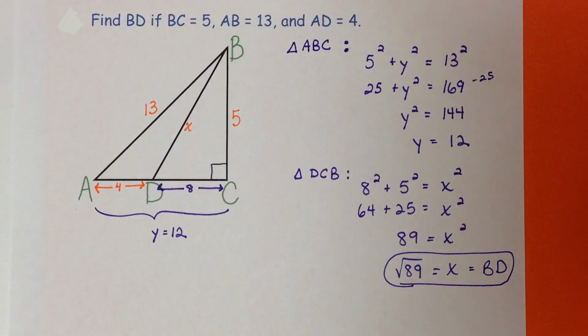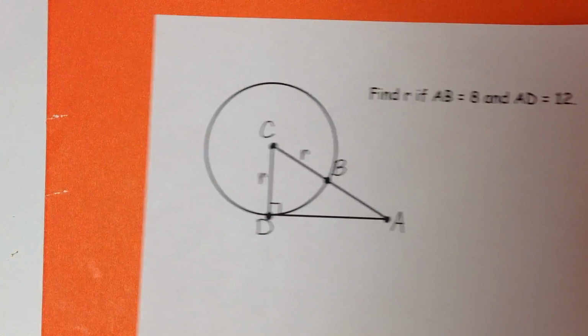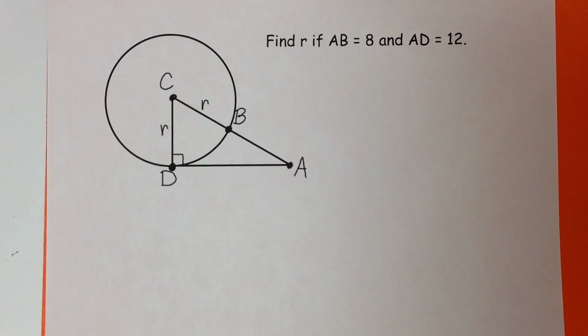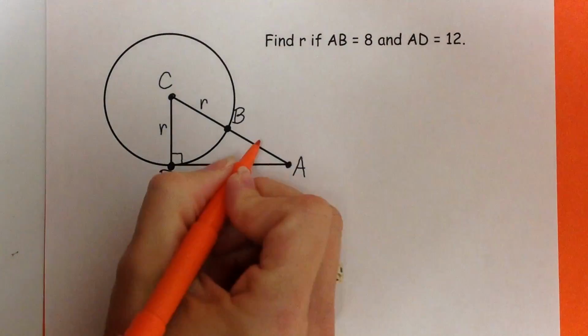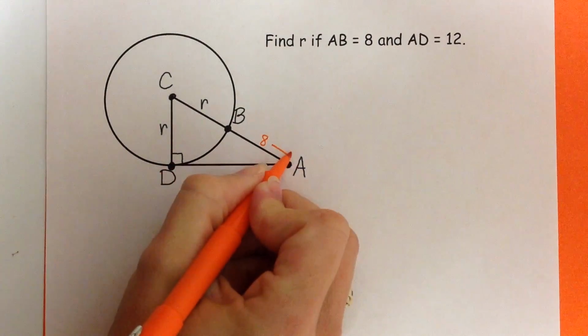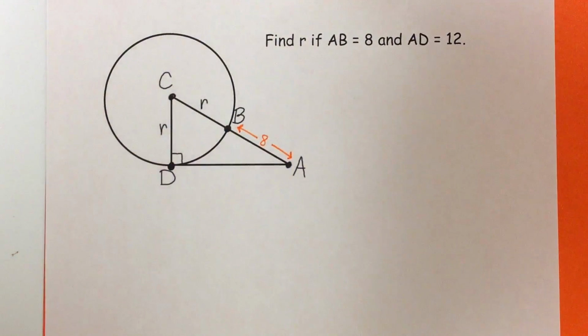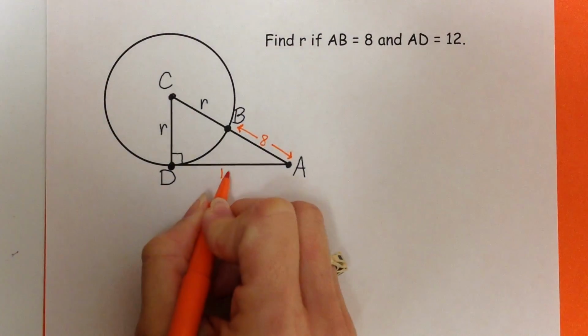Okay, next. Again, we're going to be using the Pythagorean theorem, but getting a little bit deeper into this. So I'm going to label the information that I know. I know the distance from A to B is 8, and from A to D is 12.